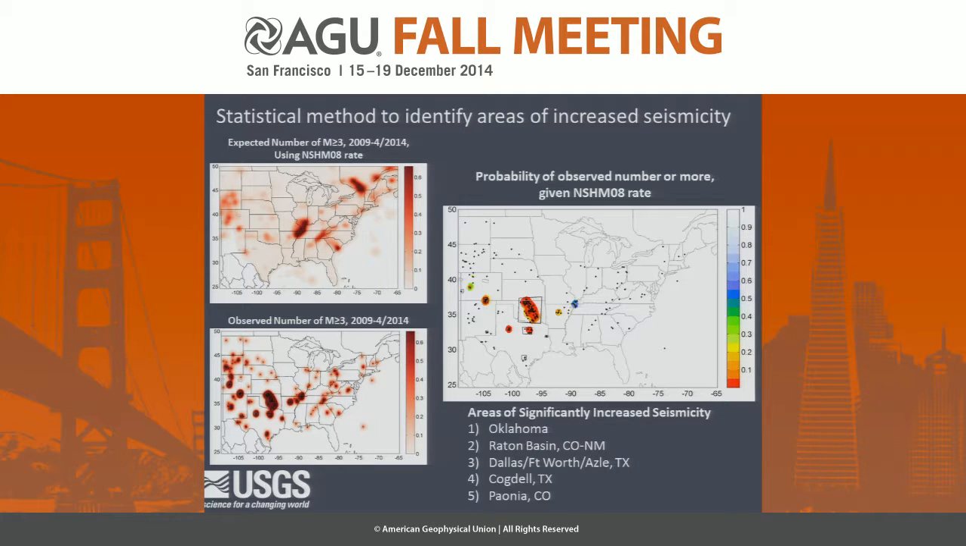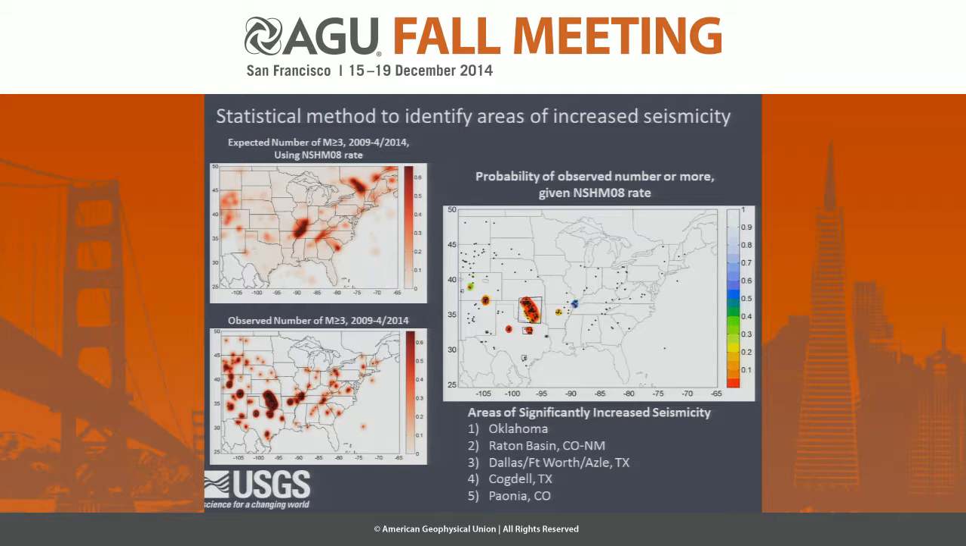And so we do that by starting out with the earthquake rate model that was developed for the 2008 version of the National Seismic Hazard Map. So this rate model is based on a spatially smoothed and declustered catalog of past seismicity in the CEUS. And so we can use that model to predict the expected number of earthquakes we would have thought would have occurred from 2009 through April of this year. And that's what I'm showing here on this map, color-coded with the warmer colors indicating the higher expected numbers.